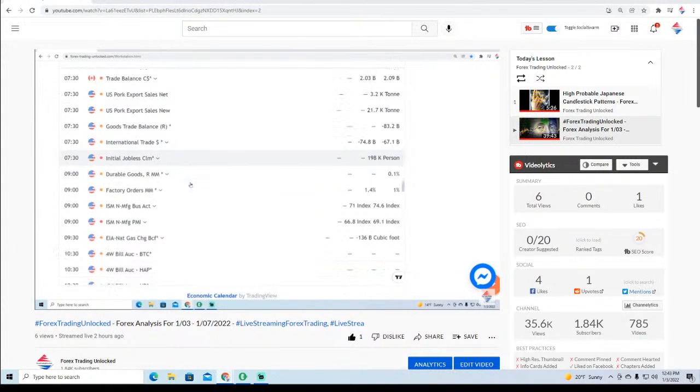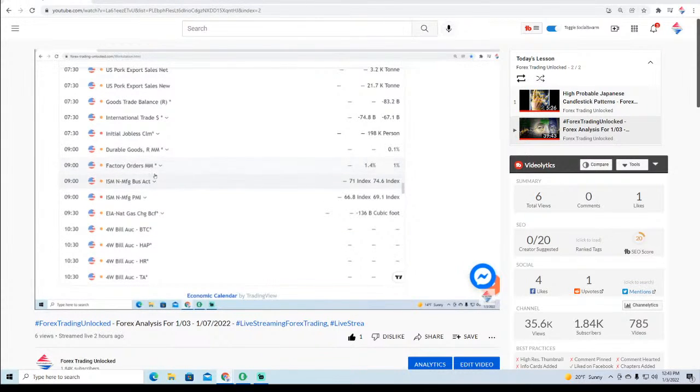Initial jobless claims will be interesting. Durable goods will also be big. Factory orders, all these are economic numbers that are sure to stir up the bond market. I would expect that the 30-year Treasury bond and the 10-year note are going to see a lot of action.